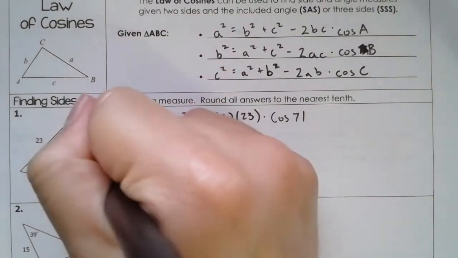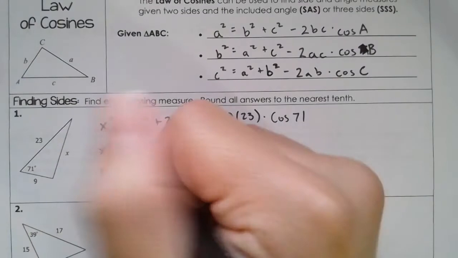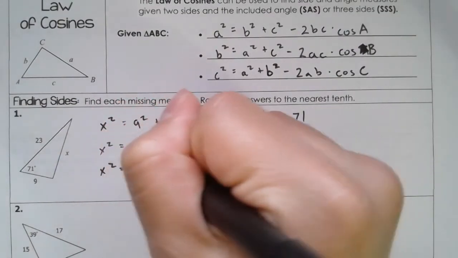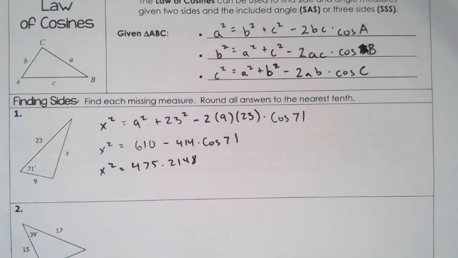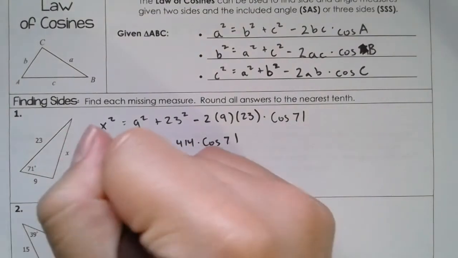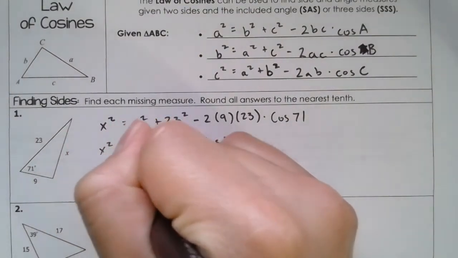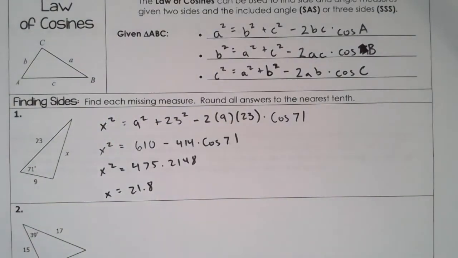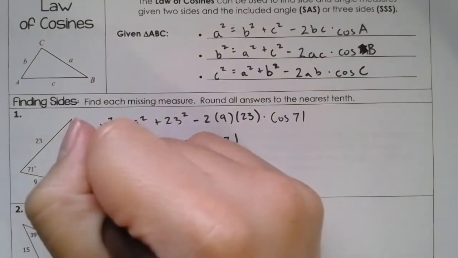You're going to get that x squared is equal to 475.2148, and then take the square root of both sides. You're going to get that x is equal to 21.8. No plus and minus, because we can't have negative measures or negative lengths. So that's your answer.